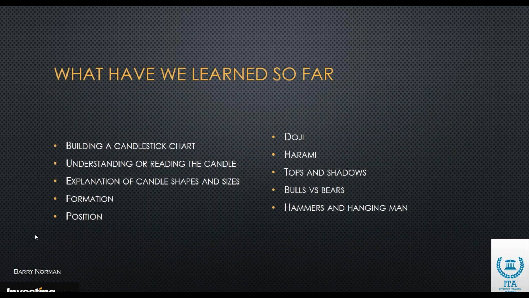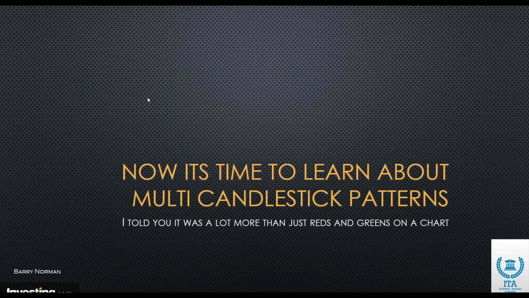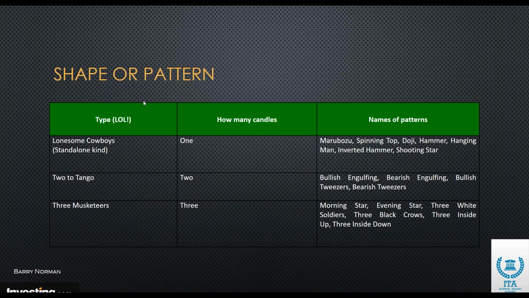So we talked about building candlesticks, understanding and reading the candle, the explanation for different shapes and sizes, the formation of candles, the position of candles. We talked about dojis, haramis, bulls versus bears, and we talked about hammers and hanging mans. So let's go on to some of the more complicated patterns.